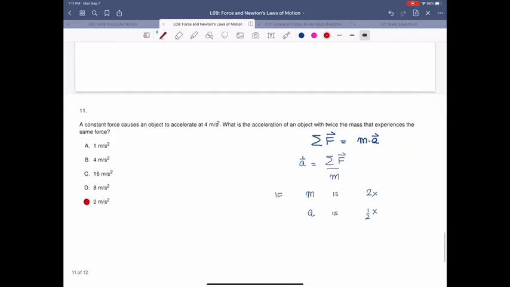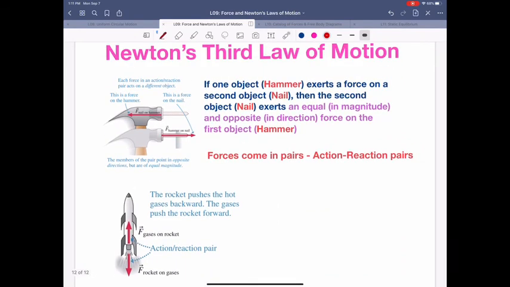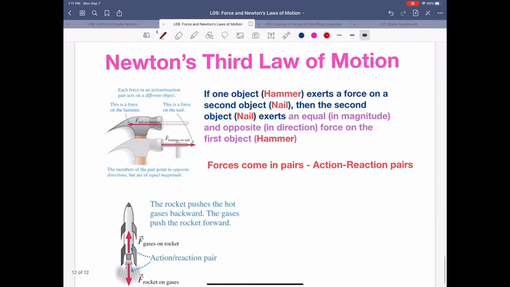Okay, let's end by stating Newton's third law. We'll come back to the third law later on. In a sense, Newton's third law is, I would say, a deceptively simple law of motion. Let's see what it says.